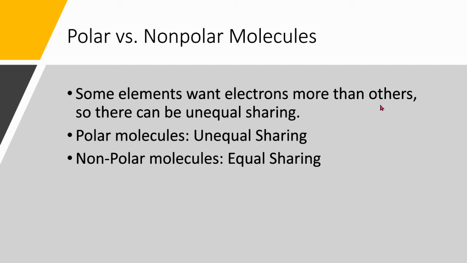Remember, electrons are negative. So our 2 terms here: polar molecules are ones that have unequal sharing. So that's when one's pulling harder than the other one. Nonpolar molecules are when there's about equal sharing. So they're sharing the electron equally, it's in the middle, it's not closer to one or the other. So those are the 2 terms that you need to know.